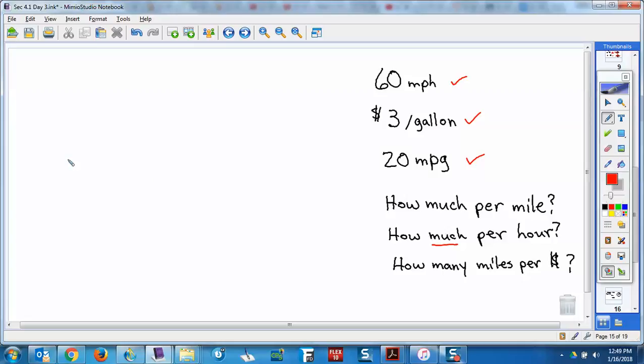Okay, so what do I want on top? Miles. I want dollars on the bottom. This is the only number I got that's got dollars in it, right? So I'm going to start with that, but I'm going to put it down on the bottom. So I'm going to have $3, and that's 1 gallon.